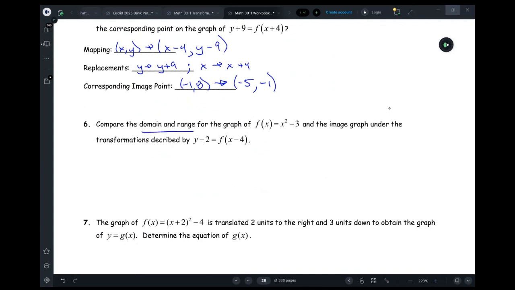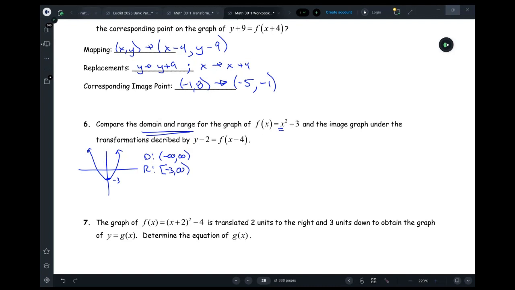Compare the domain and range. And you always want to be prepared for domain and range questions because they come up a lot. Of f(x) = x² - 3, under the transformations implied by y - 2 = f(x - 4). Now, first of all, I have to have a bit of an idea of what x² - 3 looks like. Well, it looks like a parabola that's been transformed down 3, so it's going to look something like this, where this is my -3. So my domain here is going to be all reals, so -infinity to infinity. And my range is going to start at -3 and go up to infinity.